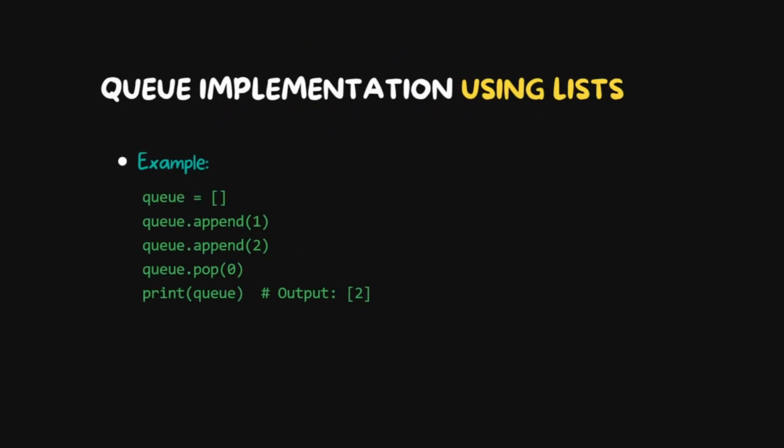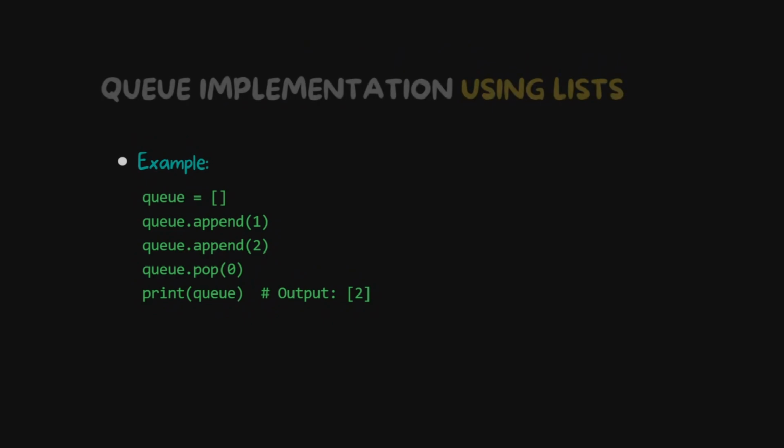Here's how we can implement a queue using Python's list. First we initialize an empty list, then we append 1 to it, then we append 2 to it, and at this time the queue will contain 1 and 2. Then when we pop(0), the element at index 0 will be popped, so 1 will be popped and the queue will contain 2. And finally, when we print q, it will print 2. This code shows how to enqueue and dequeue elements.